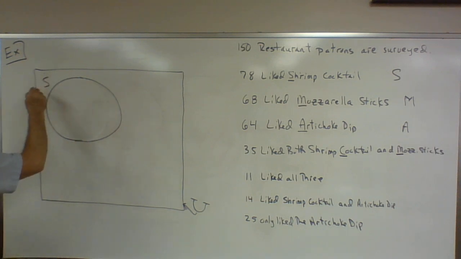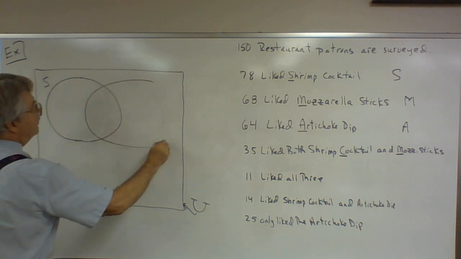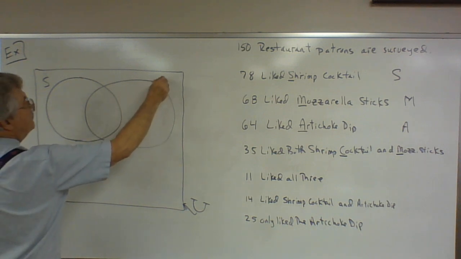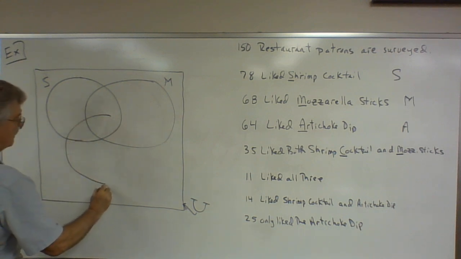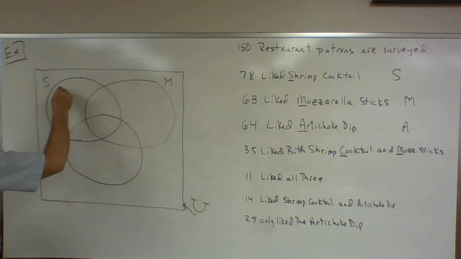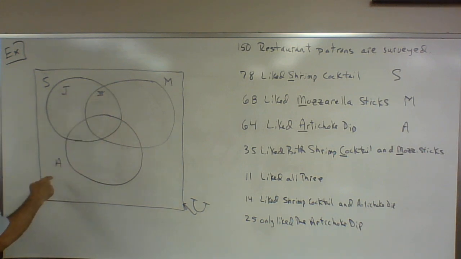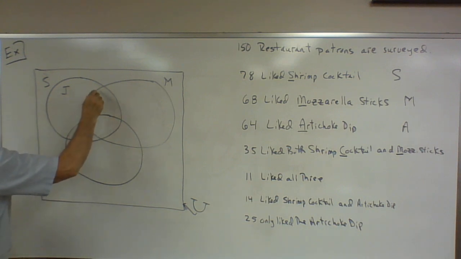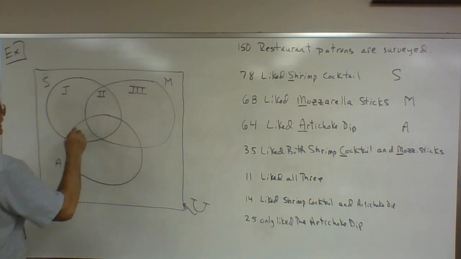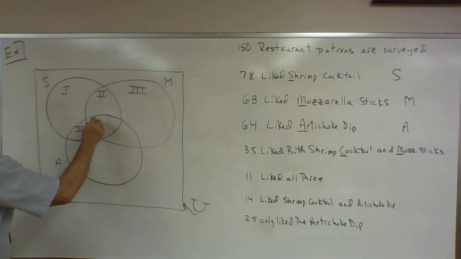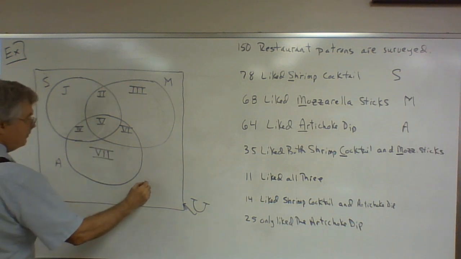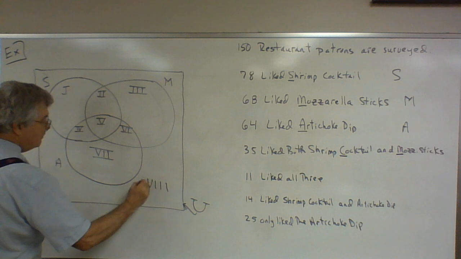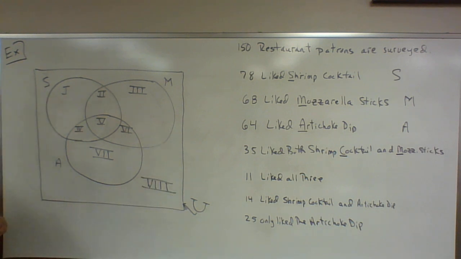So this will be my shrimp circle. This will be my mozzarella circle. And I have an artichoke circle also. A for artichoke. Region 1, 2, 3, 4, 5, 6, 7, and region 8. Those are the people who are not in any of the circles. These people don't like any of them.